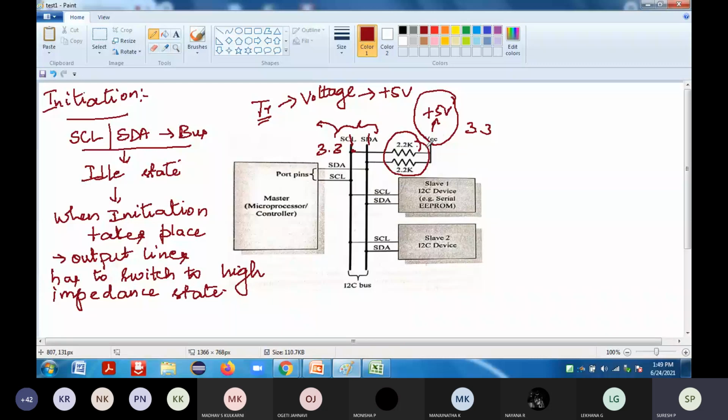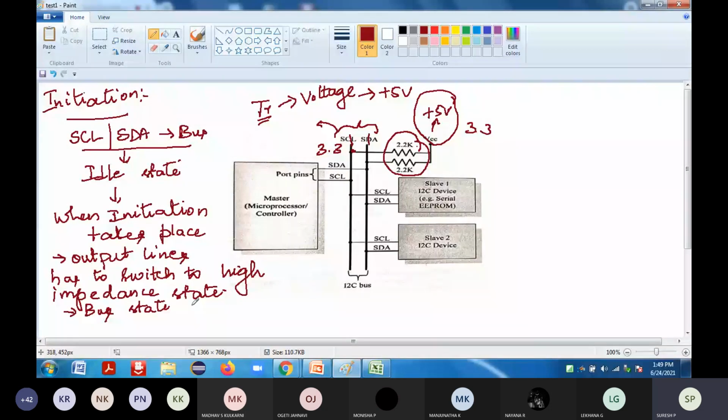So the output lines of the bus, which were in the idle state, will now become high. Whenever you give the voltage, the bus state will go to the high state. Initially it will be in the idle state, and after giving the voltage, the bus state will change to the high state.